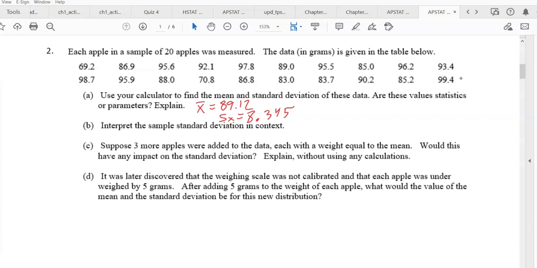So X bar is the mean of the sample. S stands for the sample standard deviation. And so this is a sample, right? That's why I chose the sample standard deviation and X bar, which would be the sample mean. So these are definitely statistics, it starts with S, sample. If it was from the population, it would be a parameter. So these are statistics. I should probably put that in a sentence: these apple weights are statistics.